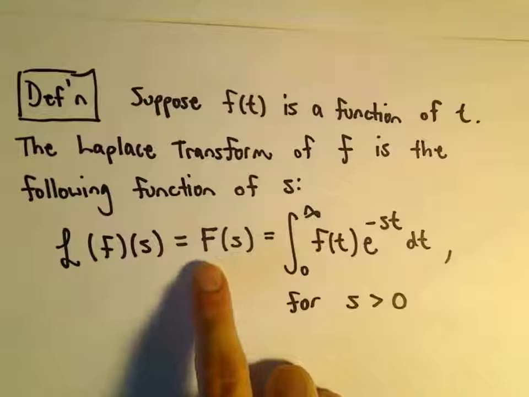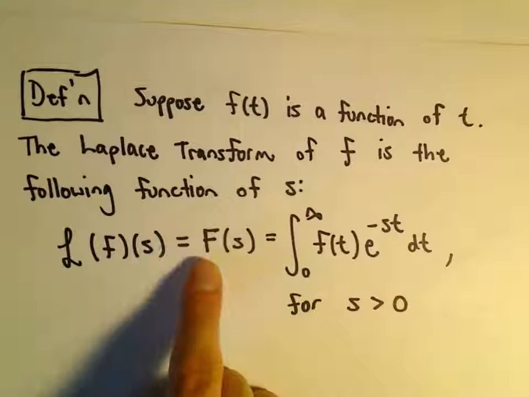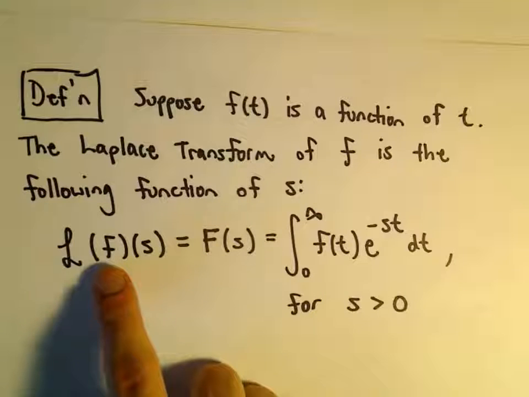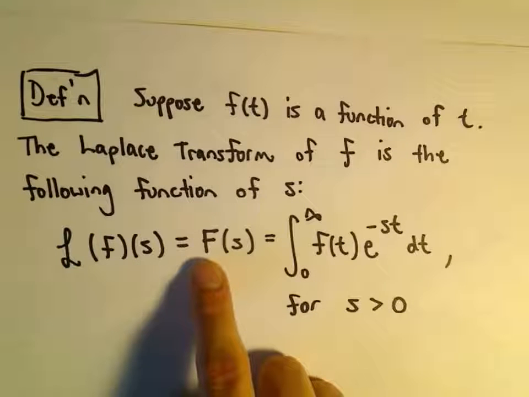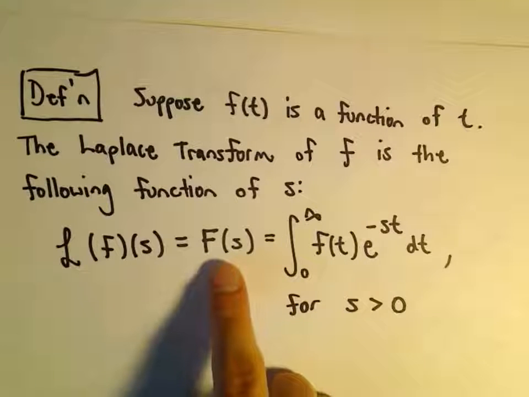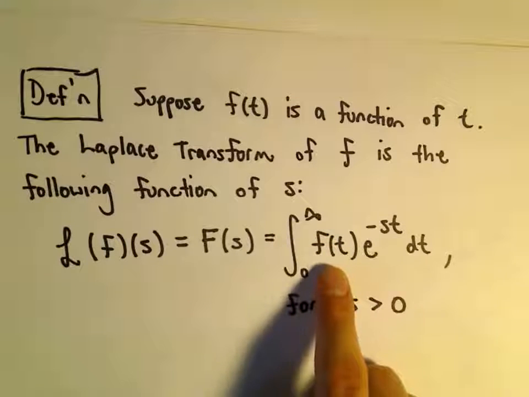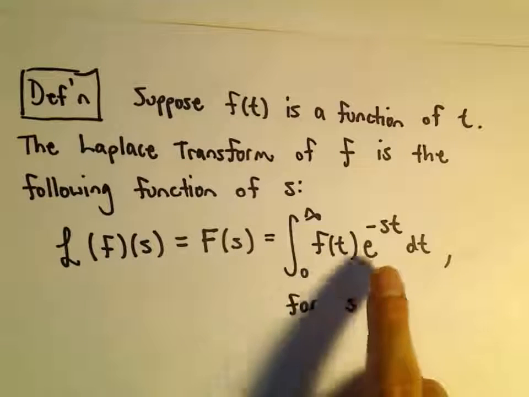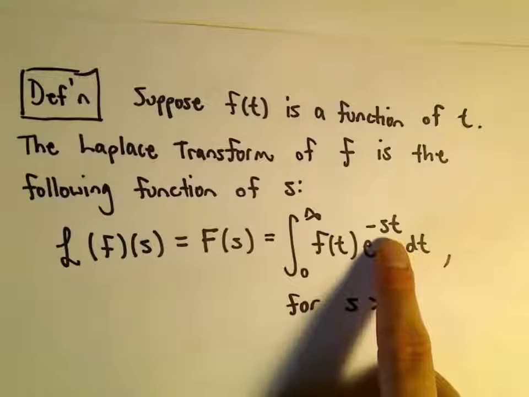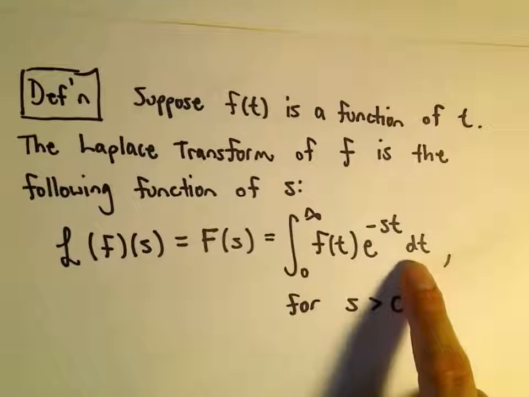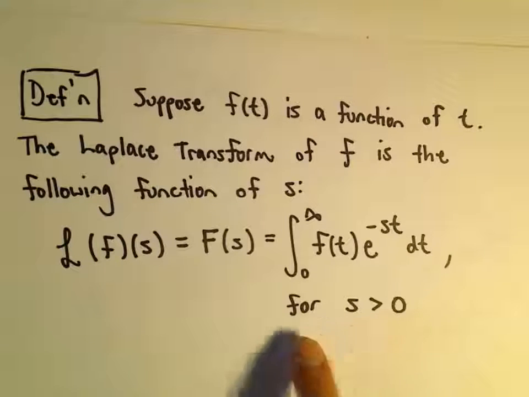The new function, kind of like when you do derivatives and antiderivatives, a lot of times, if little f is the function, capital F is going to actually represent the Laplace transform. So pretty common notation. The definition of this Laplace transform is we integrate from 0 to infinity, we take our original function, whatever it was, we multiply that by e to the negative st, we integrate with respect to t, and this is going to be for values of s greater than 0.